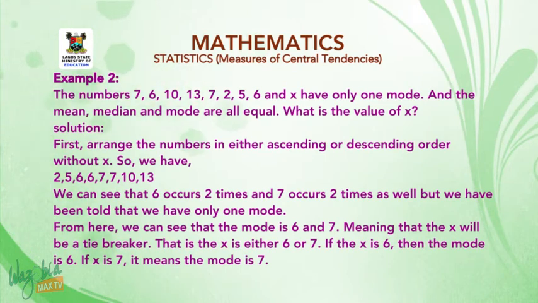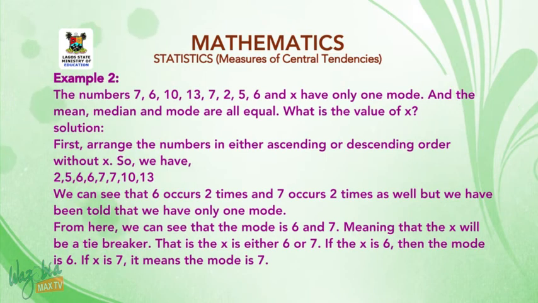So how do we do this? The first thing is to arrange the numbers in ascending or descending order. Arranging them without X, because we don't know the value of X, we have 2, 5, 6, 6, 7, 7, 10, 13. From the arrangement, we can see that 6 occurred 2 times and 7 occurred 2 times. But we have been told that we have only one mode. So from here, our modes are 6 and 7, meaning that X will be a tiebreaker. X is either 6 or 7.